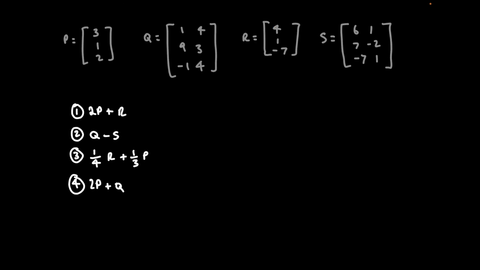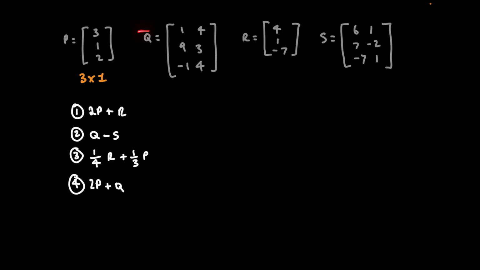Now let's have a look at our next question. This next question doesn't deal with 2 by 2 matrices, so let us first work out what the dimensions of each of these matrices are. For matrix P, what I notice is I have 3 rows and 1 column. So if I have 3 rows and 1 column, this would be a 3 by 1 matrix.